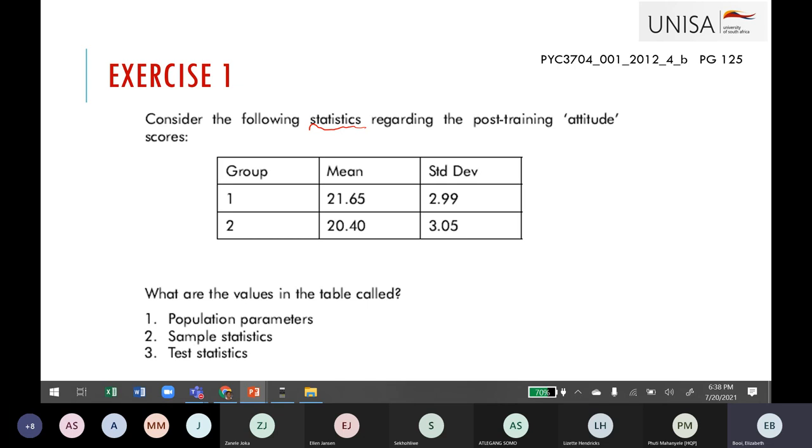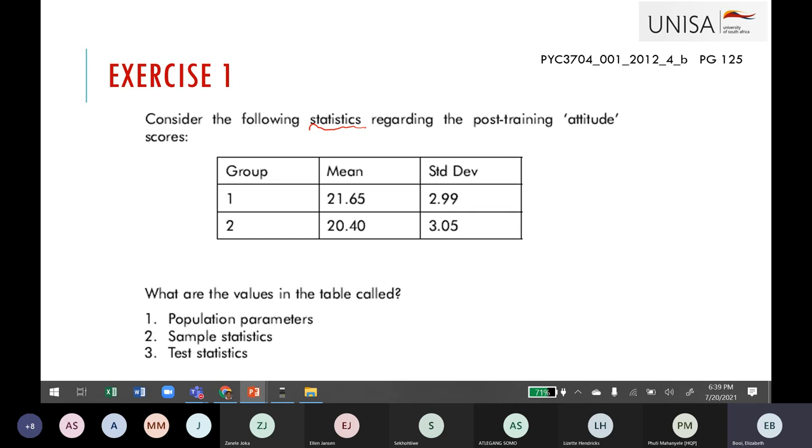Because we hijacked the sessions, we started right in the middle, or actually right at the end. You must remember that you have what we call a population, and if we select measures that come from a population, we call them parameters. Those are the measures that come from a population. And because the population is too big, we select a sample. The measures that we calculate from the sample, we call statistics.